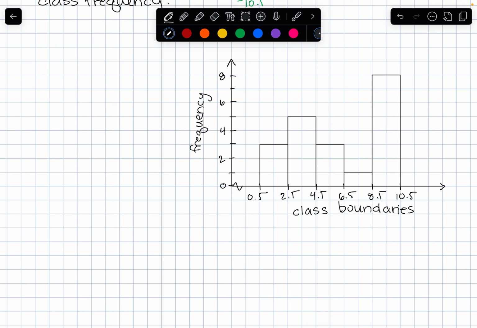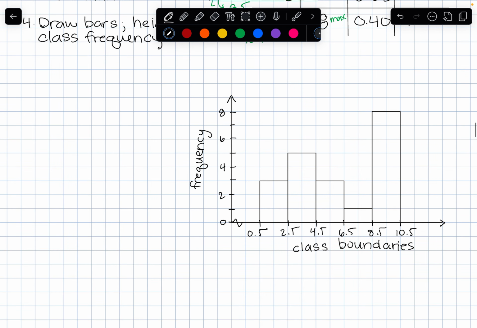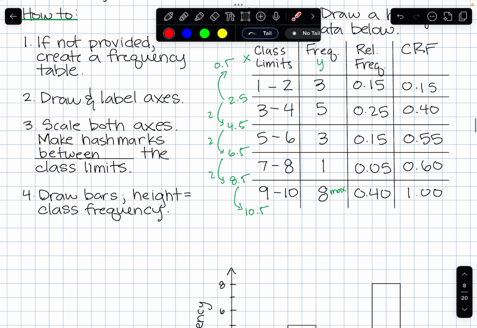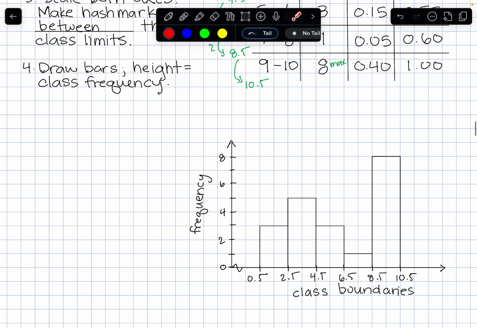And that is my histogram. Again, you'll notice all of those bars touch, right? The bars butt up next to each other because these classes are continuous. I flow right from one class into the next, all the way down. There's no gap between the rows in my table. There shouldn't be a gap between the bars in my histogram.